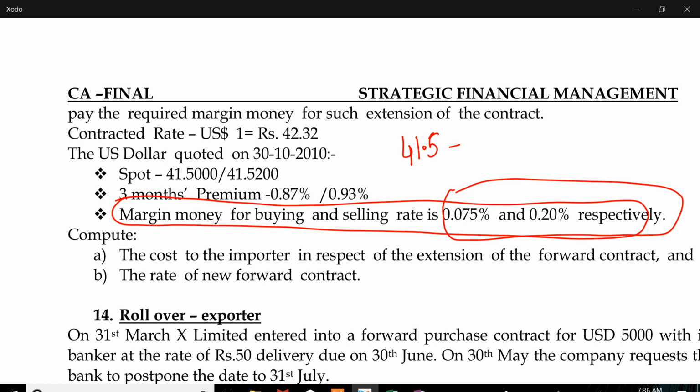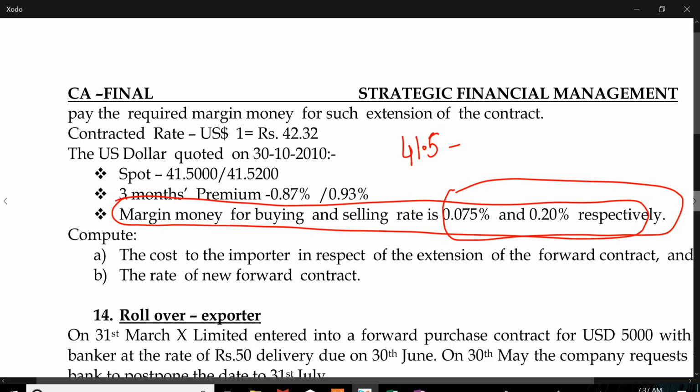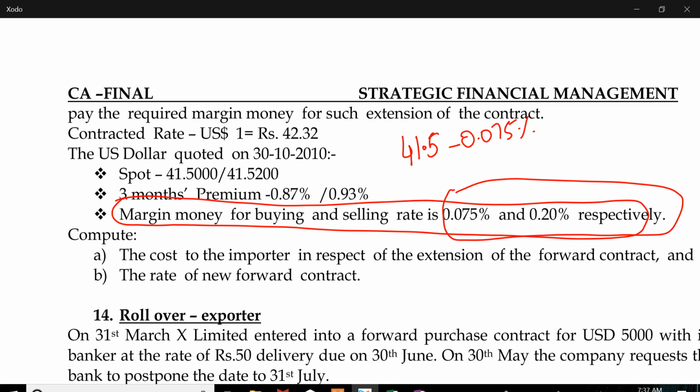There I'll have to write an assumption. I have to write an assumption that it is interpreted that margin of 0.075% will be applied on banker's buying rate and 0.20% will be applied on banker's selling rate, or will be applied on client's buying rate and client's selling rate. That has to be very clear. So that is an assumption we are going to note down. We will take it as banker's buying rate and banker's selling rate. Now 41.5 is banker's buying rate or banker's selling rate? Banker's buying rate. So I'll subtract 0.075%. If you take it as client's assumption, then you would have subtracted 0.20%. This is assumption. We'll write the assumption in some time.